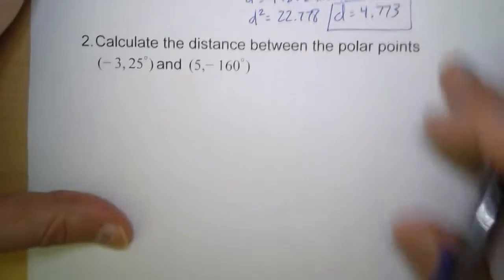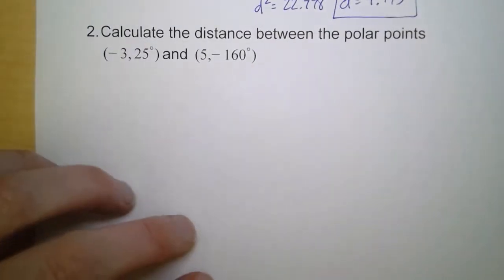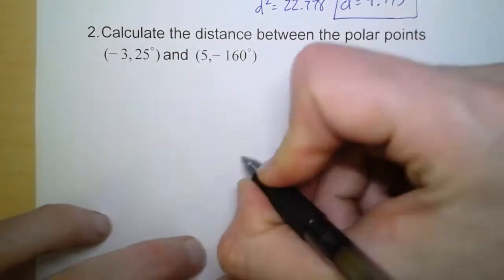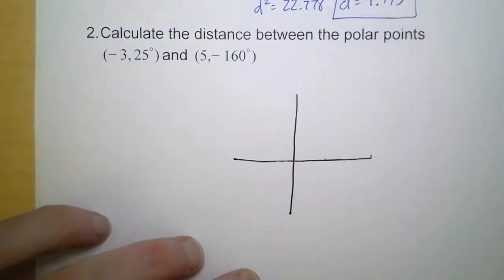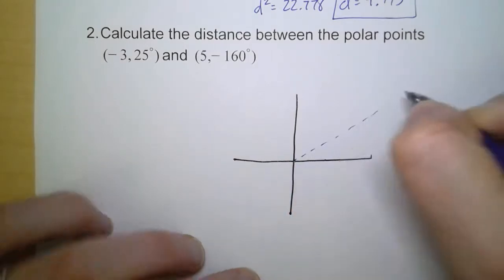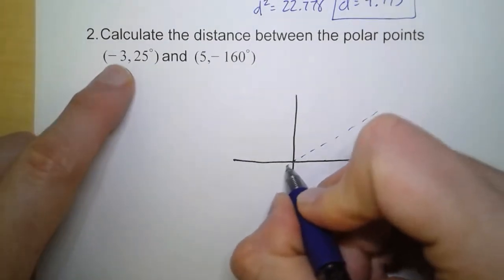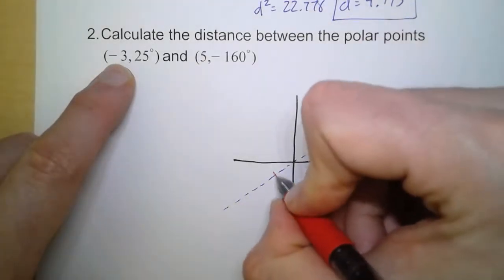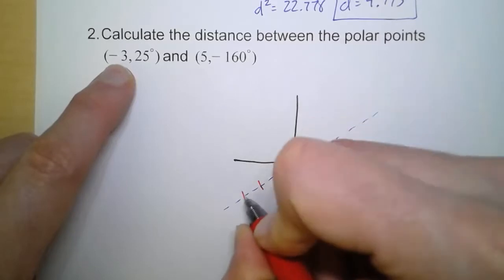So let's look at this next one. Here we want to calculate the distance between these 2 polar points. First we're given the angle of 25 degrees. That's about here, except that the distance is negative, so I actually have to go back this way, in the opposite direction, 1, 2, 3 spaces.